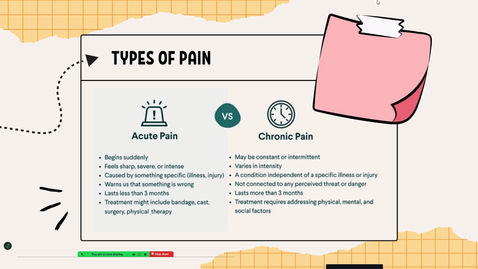When you are in a situation where you are exposed to a hazard, you're often met with two different types of pain. There's the acute pain and the chronic pain. Acute pain is the pain that begins suddenly. It feels sharp, severe, or intense, and it's caused by something specific.